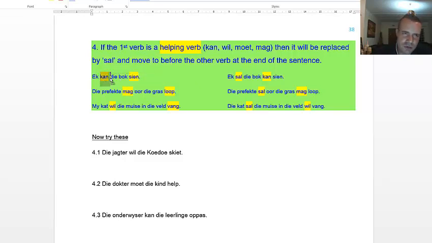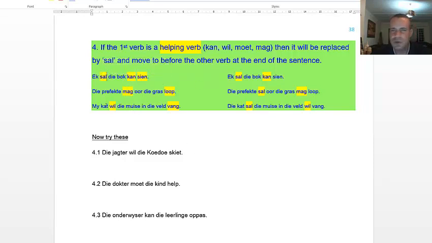So can we move a verb over a verb? No, we can't. In fact, a helping verb will never move to the end of the sentence because there will always be another verb at the end of a sentence. I hope that makes sense. So if we have a helping verb, it's helping another verb. What is it helping? The verb to. So if we move that helping verb, it'll never go to the end of the sentence because there will always be another verb. What do we put in its place? We put sol in its place.